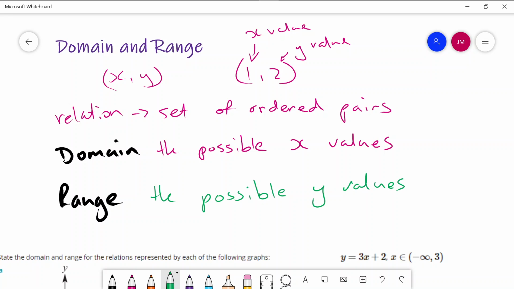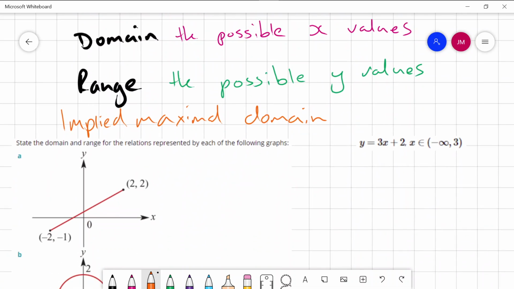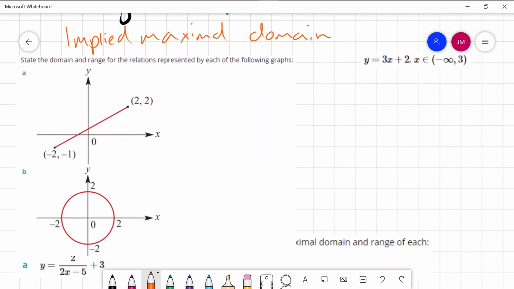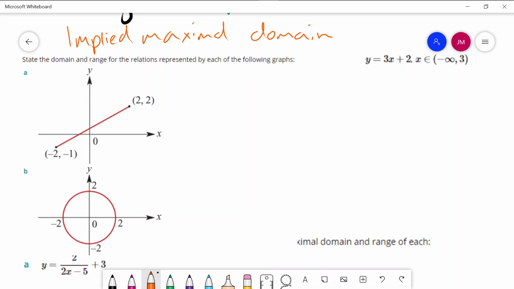Now we'll have a look at some examples in a sec, but you might be given a domain and asked to sketch it, or you might just be given a relation with no domain, in which case we're looking at the implied maximal domain, which means all of the possible x values that would realistically work in that equation or relation. So let's have a look at a couple examples, and hopefully it'll make it a little bit clearer what I mean.